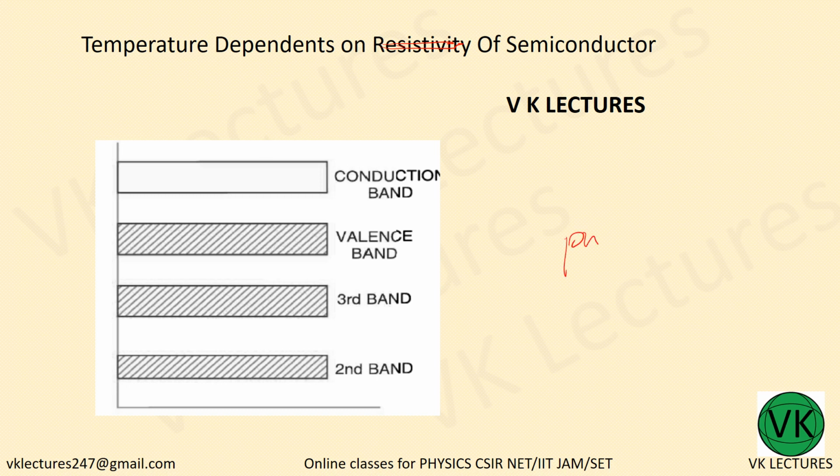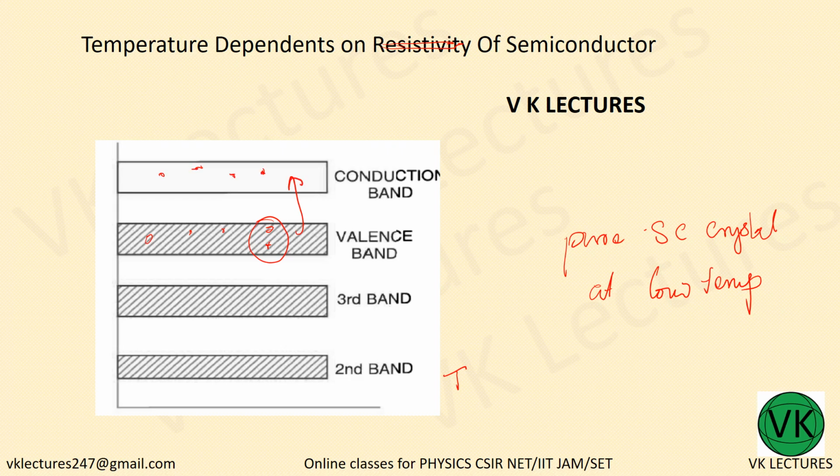For a pure semiconductor crystal at low temperature, the 4 electrons that we are talking about, 4 or 8 electrons, will be in the valence band. And as soon as you start increasing the temperature, the bonding will start breaking and the electrons will reach the conduction band.